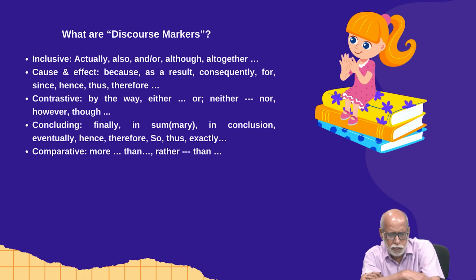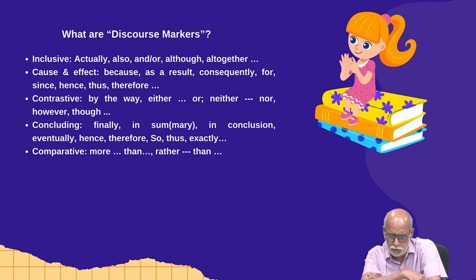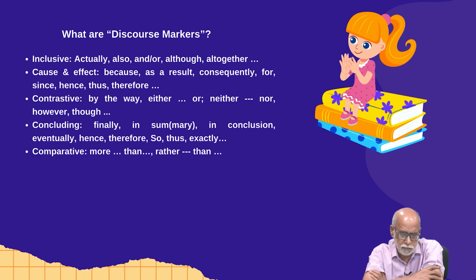So includes actually, also, and, or, although, altogether. Although my friend has been reluctant, I can tell you that she is one of the great scientists in her field in this country. Okay? So, actually and these things include people and make one unit called inclusive discourse markers.